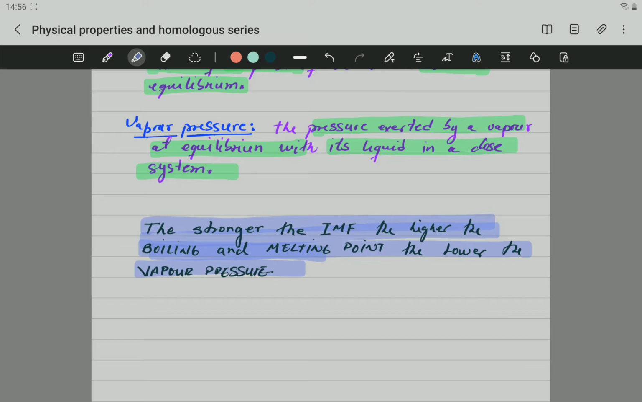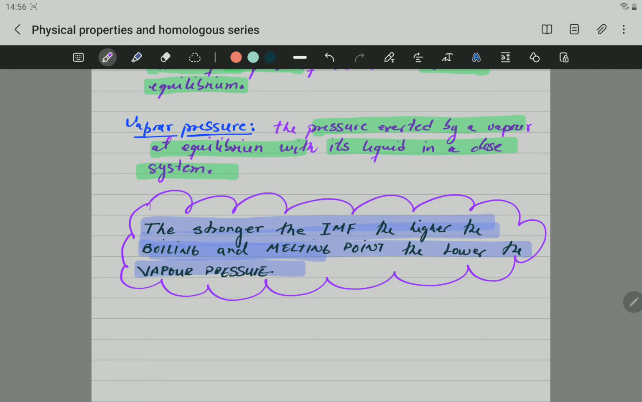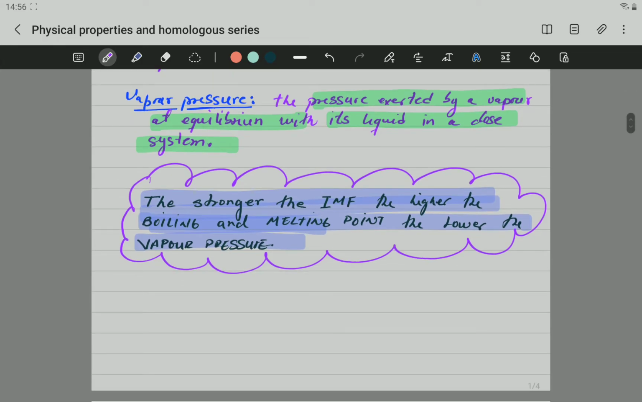So this is the first important thing we have to learn, and I guess this is the most important part in this video. You have to learn that the stronger the intermolecular force, the higher the boiling point. For instance, a substance that has a hydrogen bond will have a higher boiling point than a substance that has dipole, because hydrogen bond is a stronger intermolecular force than dipole. We will see examples just now.